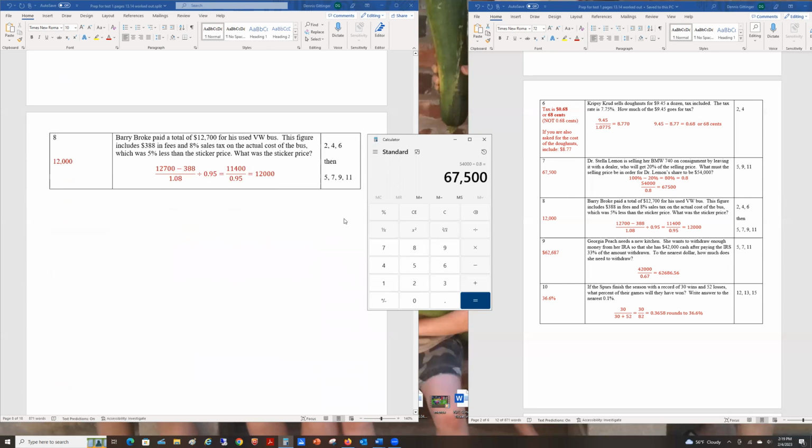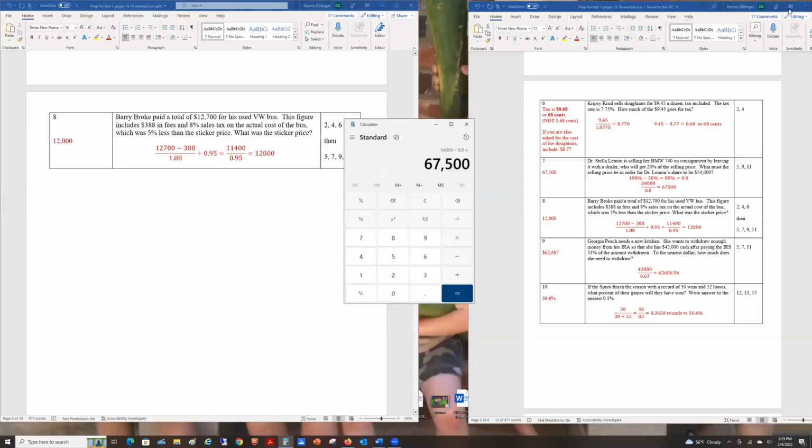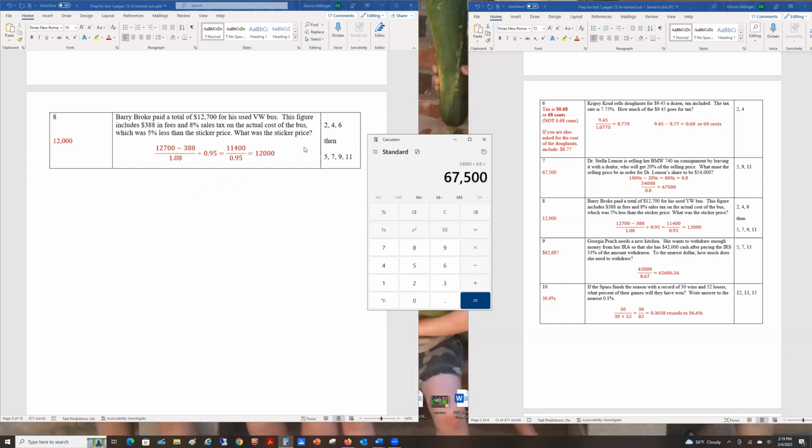All right. This one's complicated, but there's 2 kinds of problems that it's actually similar to. The first calculation is similar to problems 2, 4, 6, where you have a number that's more than 100% of something because tax is added. And then the other one is 5, 7, 9, and 11, which is you have something that's been decreased by 5%. So what we have to do first is take the total out the door price of $12,700 and subtract the $388 in fees. And then let's do that on the calculator.